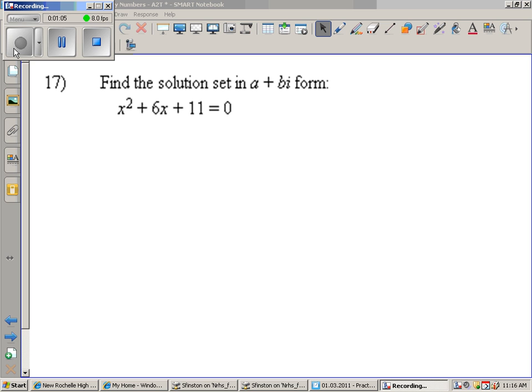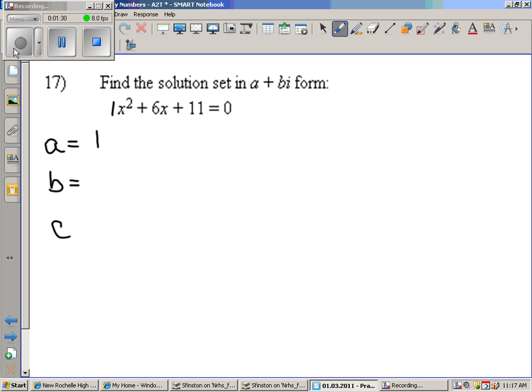Give me another way to solve this problem besides completing the square, Cameron. With the calculator, okay. I'll agree with that, but it's probably not going to give us our answer in a plus bi form because that's a messy answer. Selena? Quadratic formula. In fact, that's the way that most people tend to solve these types of problems. So let's do quadratic formula. We've got to fill it out.